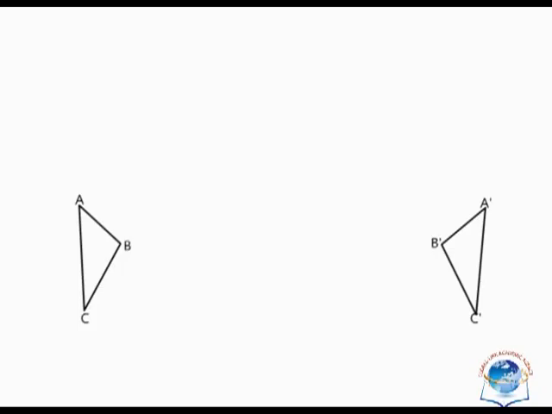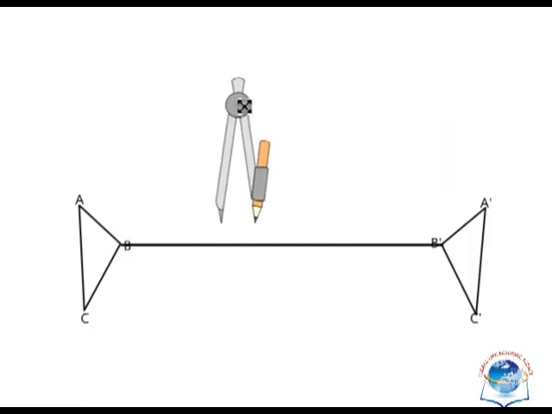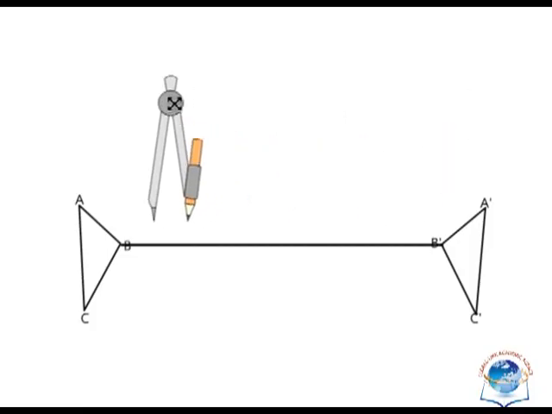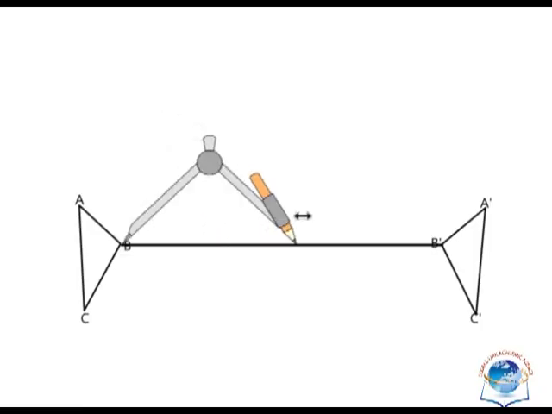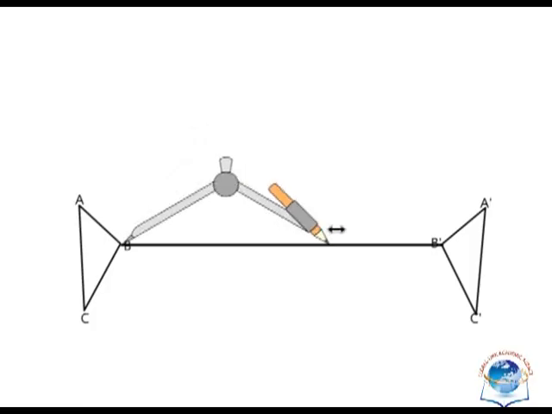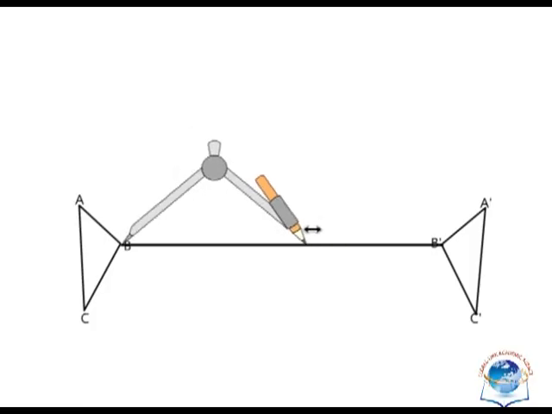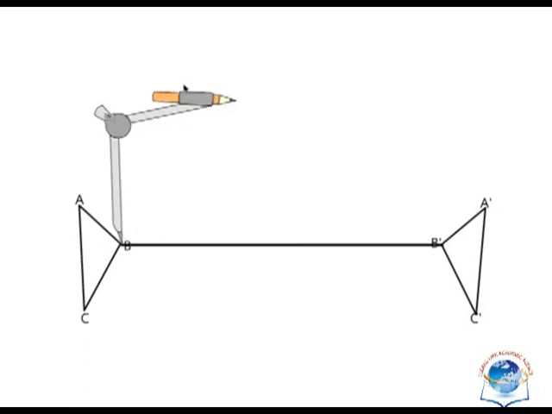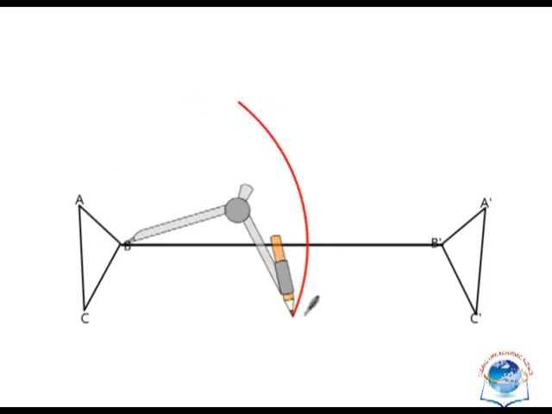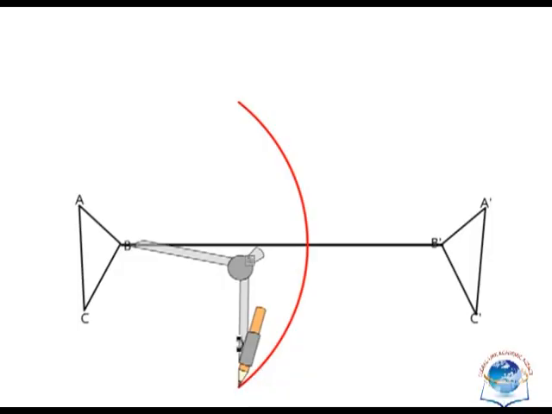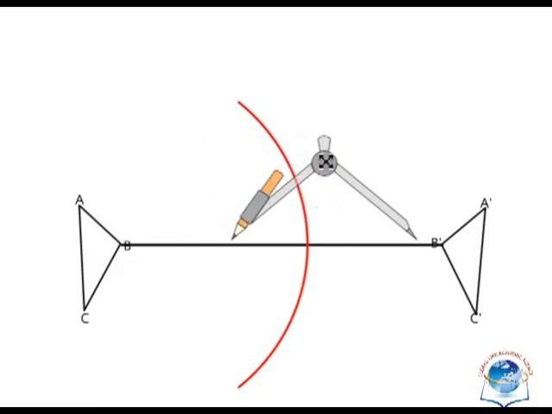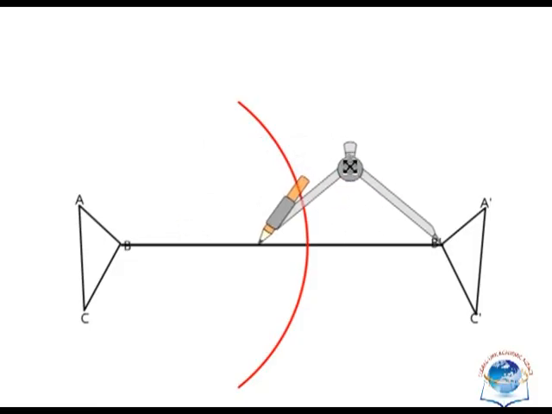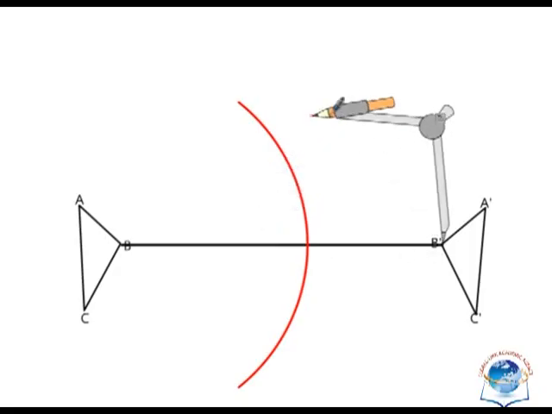So for these two triangles, we join B to B prime. And now we bisect this line. Open your compass to more than half the length of the line. Mark an arc from the top to the bottom to intersect the line. Now move the compass to the other point, maintaining the same radius, and again mark an arc from up to down.